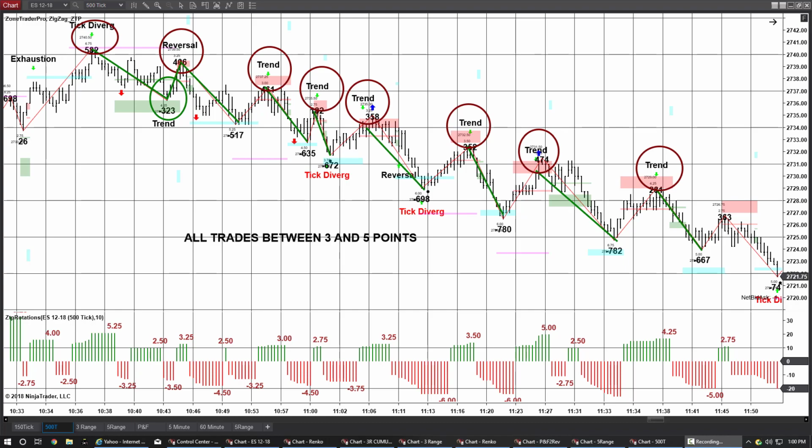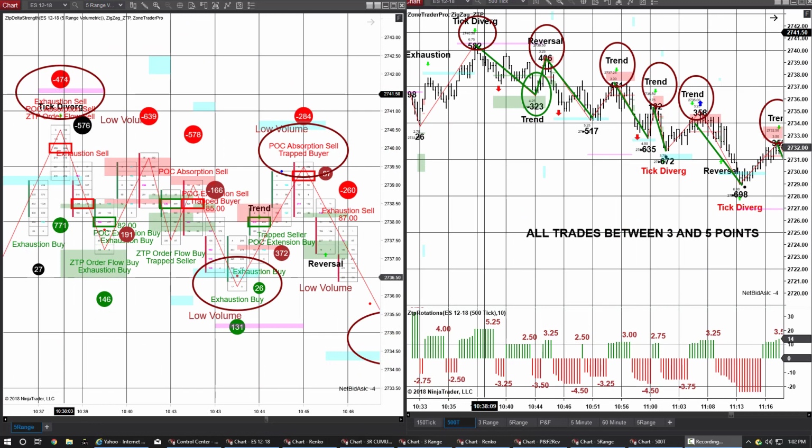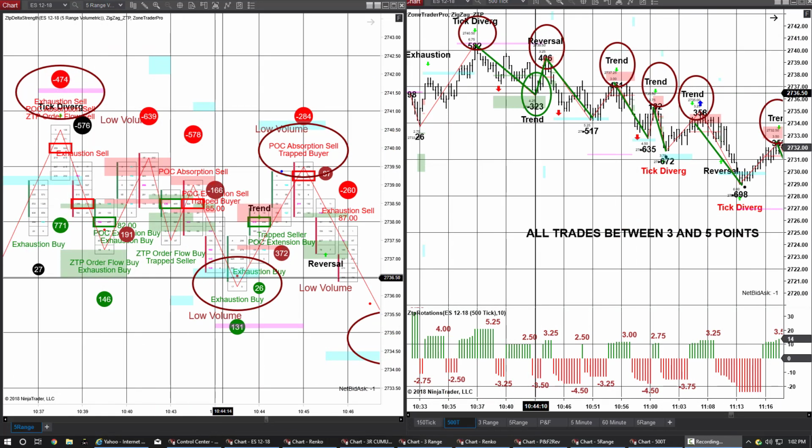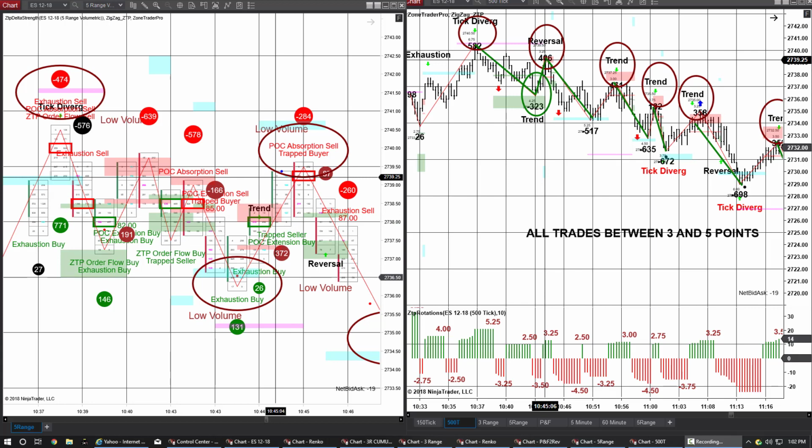Why give up 6 ticks of profit because you didn't know the zone? What sets ZoneTraderPro apart from other software is its order flow pattern matching when combined with price patterns. ZoneTraderPro identifies 7 different types of order flow patterns and 2 real-time strength indicators.